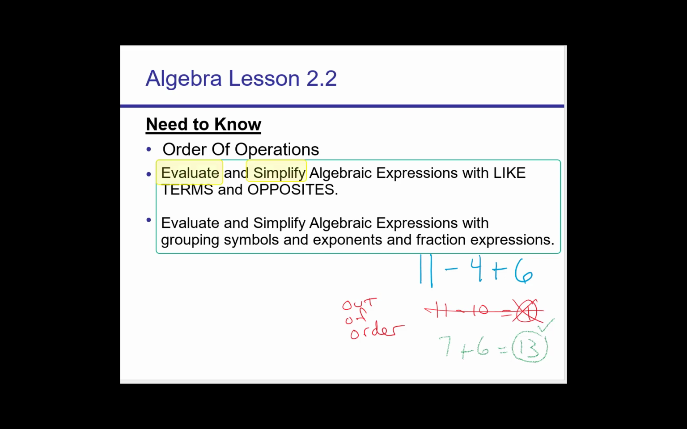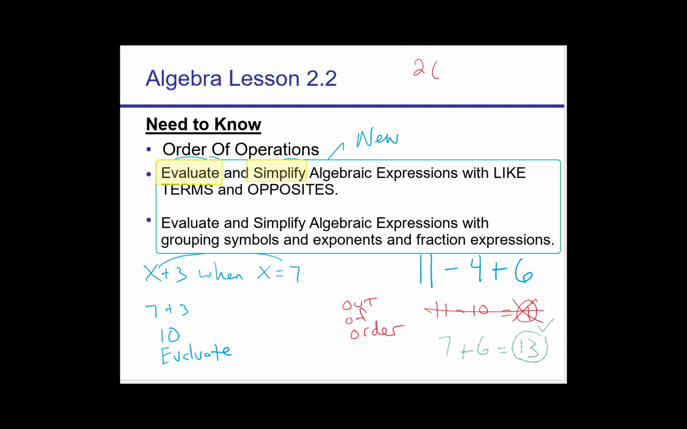Another thing we're going to do is evaluate and simplify, and I want you to be able to understand the difference between those two expressions. This one's new. We've already done some evaluation. For example, a simple one, x plus 3 when x equals 7. Okay, if we know what x is, that's easy. We plug it in. 7 plus 3 is 10. That's evaluate. We've evaluated it.